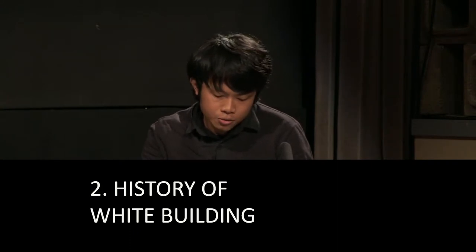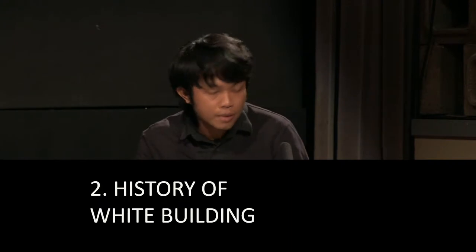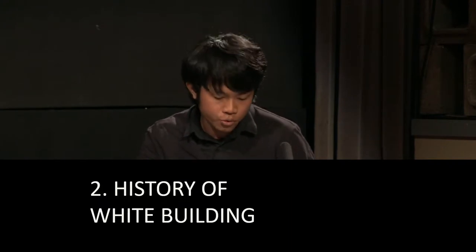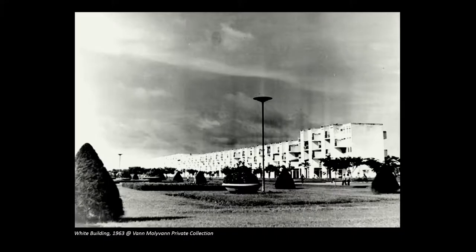So from that, I would like to start my presentation on the White Building from a historical point of view. The White Building was designed by Cambodian architect Lu Ban Hap and Russian engineer Vladimir Bodiansky, and inaugurated in 1963. It originally comprised 468 apartments with two types: one-bedroom apartments and two-bedroom apartments.